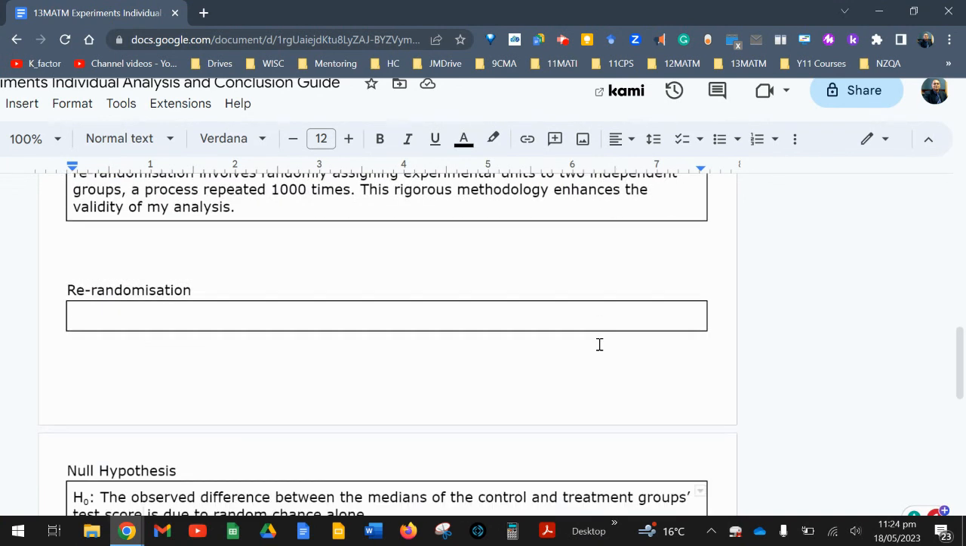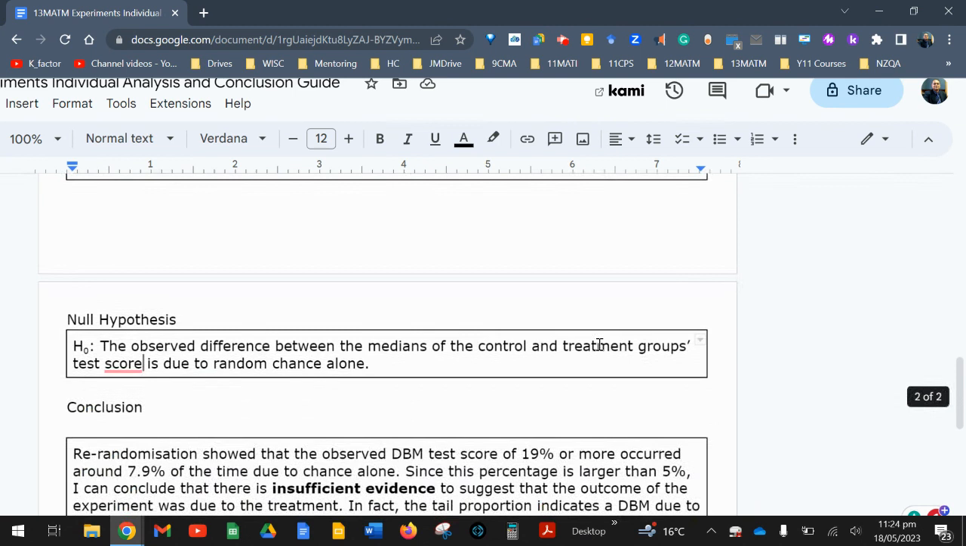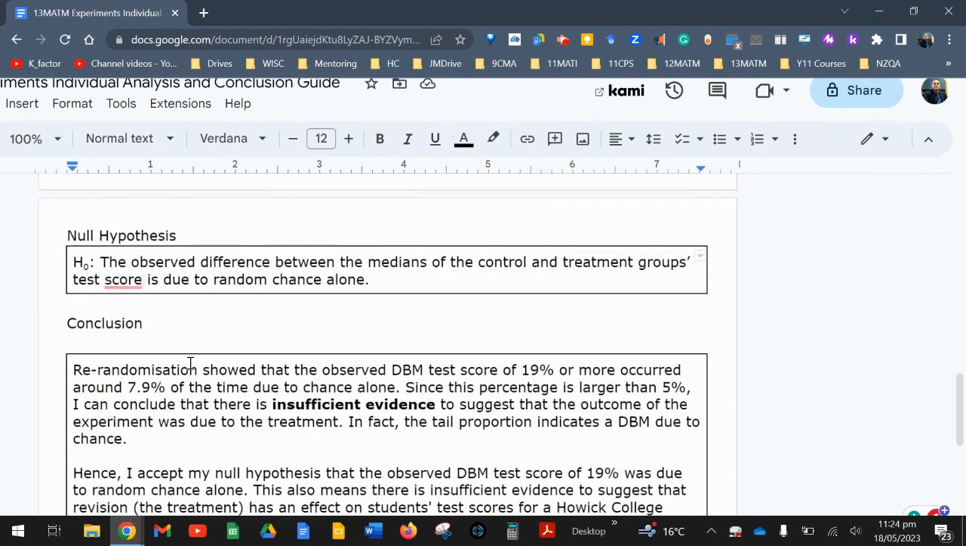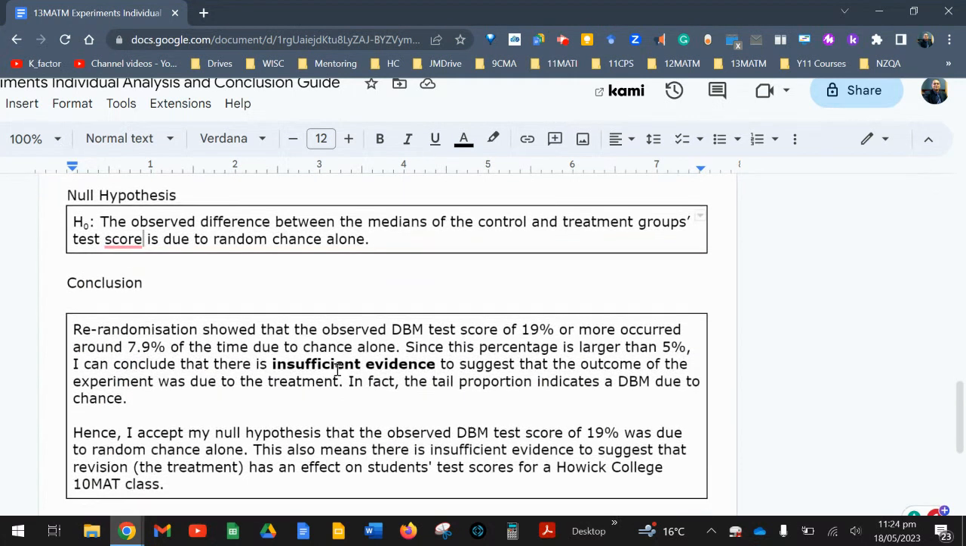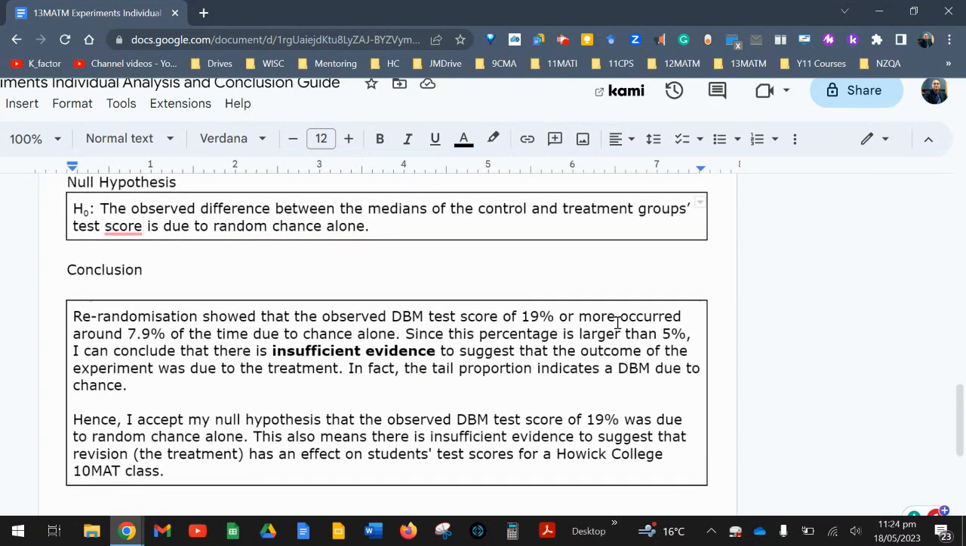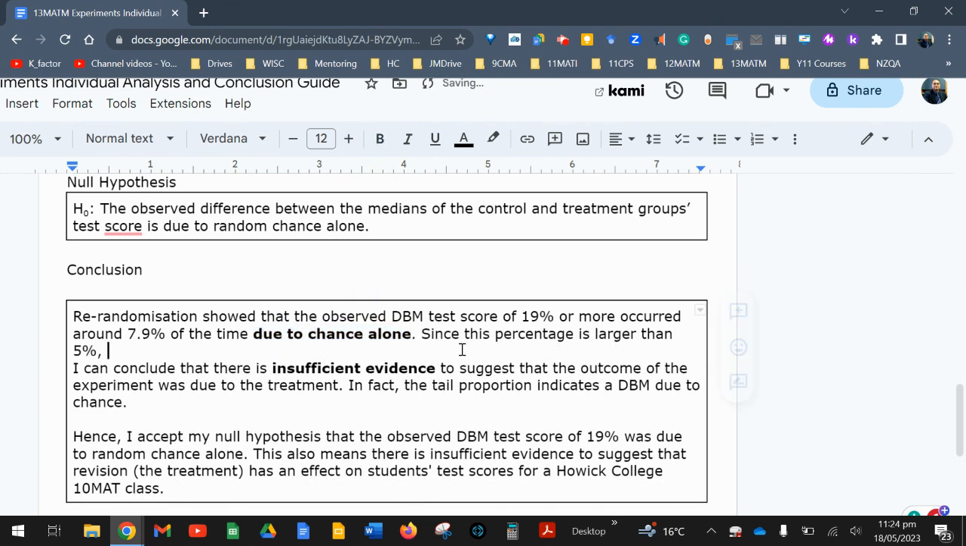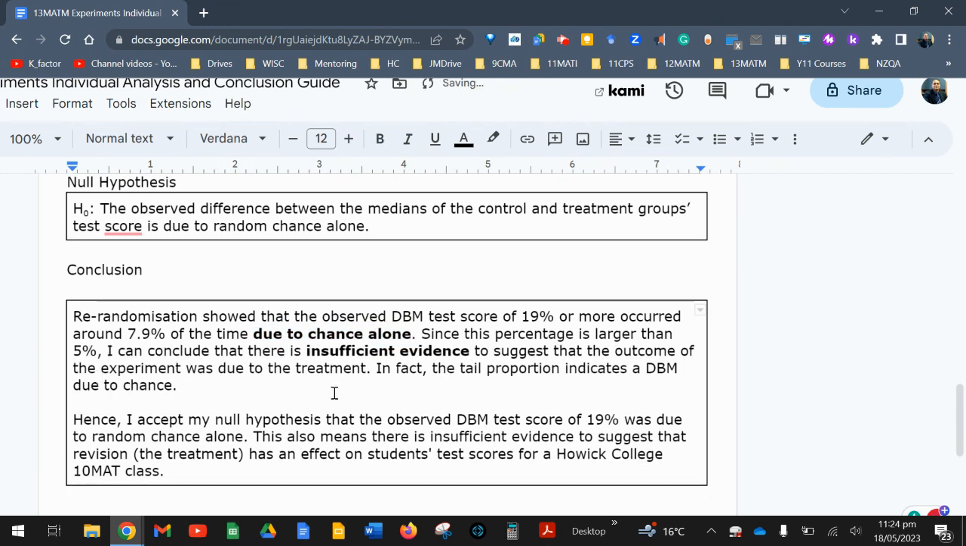So what I've written here, re-randomization showed that the observed DBM test score of 19% or more occurred around 7.9% of the time due to chance alone, okay? So that portion there is really important. Since this percentage is larger than 5%, the cutoff, I can conclude that there's insufficient evidence to suggest that the outcome of the experiment was due to the treatment.